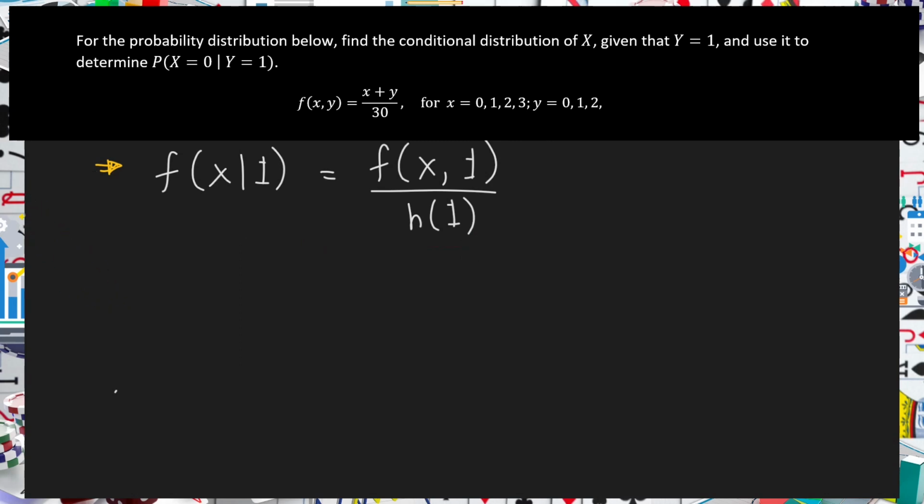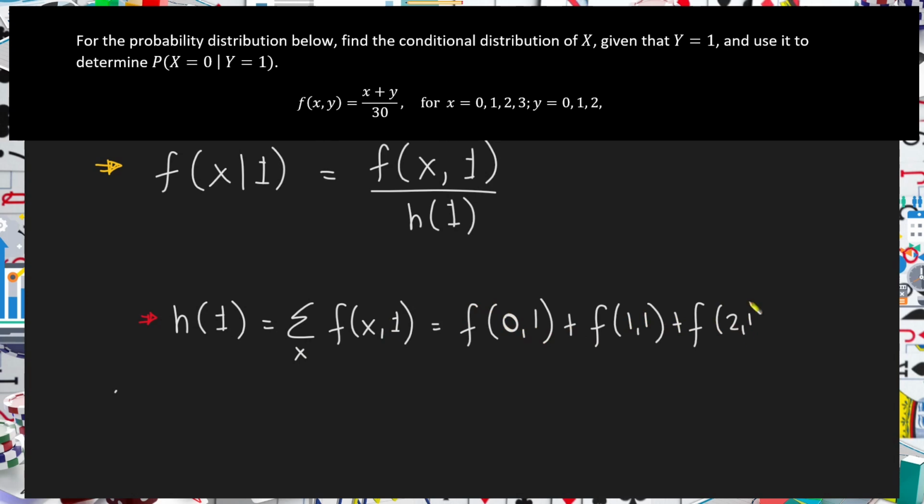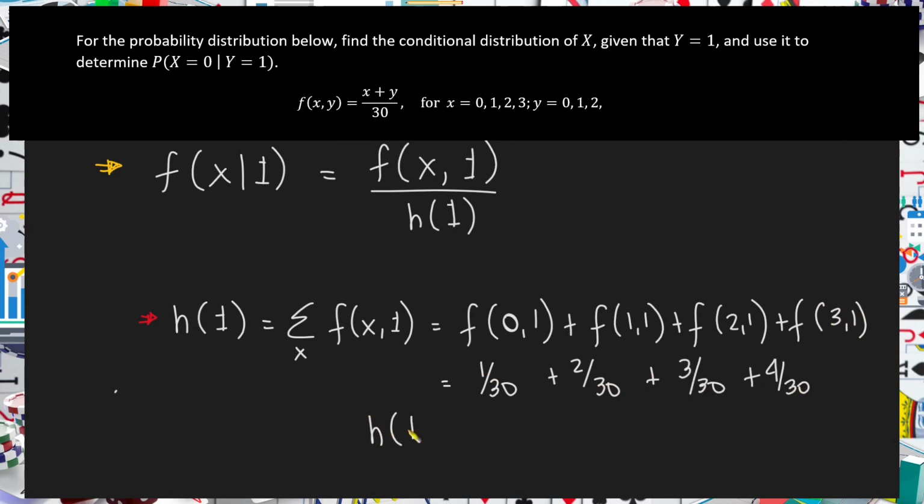Okay, since this is a marginal distribution of y, we simply need to evaluate our function over the values of x. So we have f of x, 1. Again, yung value ng y natin dito is 1. So we need to evaluate that over all values of x. So we have f of 0, 1 plus f of 1, 1 plus f of 2, 1 plus f of 3, 1. And then, simply adding the corresponding probabilities, we have the marginal distribution h of 1 equal to 1 over 3.